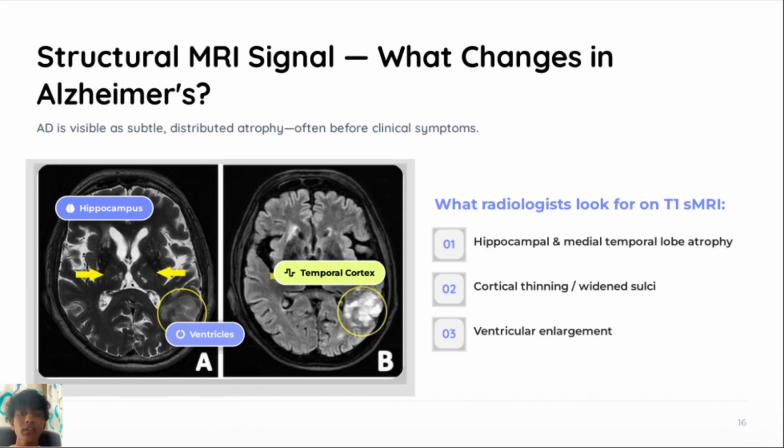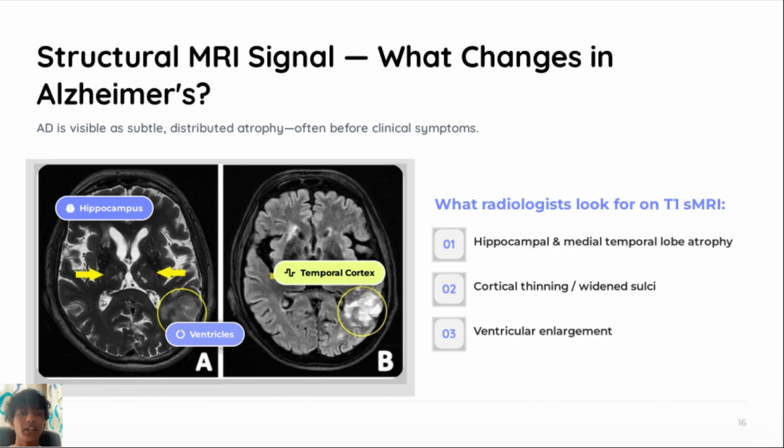On a structural MRI, Alzheimer's is often associated with changes like hippocampal atrophy, medial temporal lobe atrophy, cortical thinning, widened sulci, and enlarged ventricles. The hippocampus is especially important because it's strongly connected to memory. Since memory loss is one of the most common symptoms of Alzheimer's, changes in these regions are clinically meaningful.